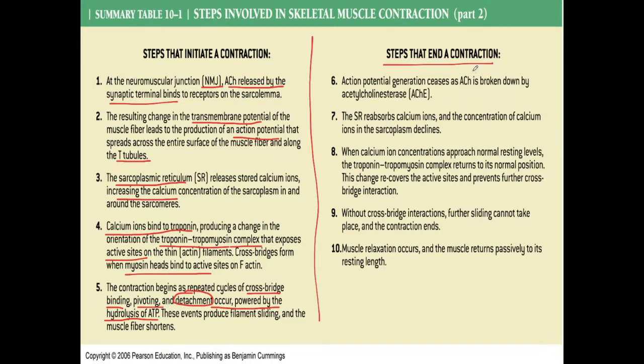Okay. When the contraction ends, acetylcholine is broken down by acetylcholinesterase. The sarcoplasmic reticulum reabsorbs the calcium, it goes back into storage, and when there's no more calcium, the troponin and tropomyosin return to their normal resting position where the binding sites are covered. At that point there's no cross-bridge interaction, so sliding filament theory or a contraction cannot take place. And the muscle relaxes. It goes back to its resting state.